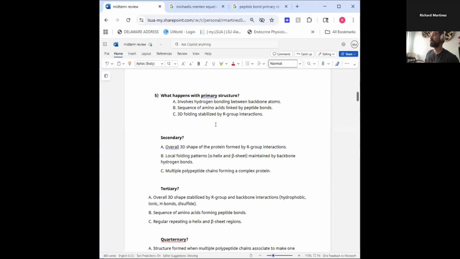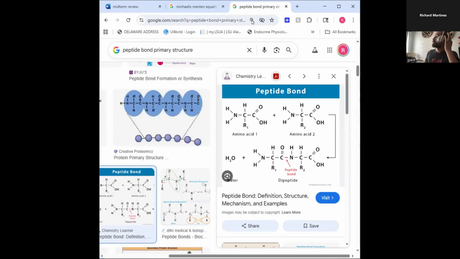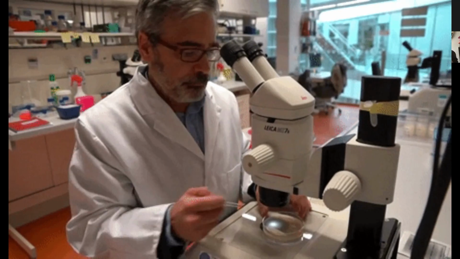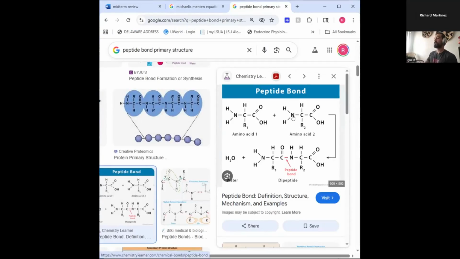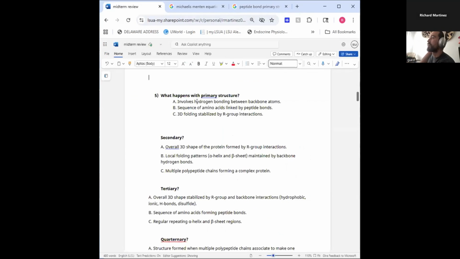Okay, boom. So now we have that in mind. Is that going to involve a hydrogen bond? Mm, well, no. There's a carbon that's bonding to a nitrogen. Is that a hydrogen bond? No. Well, we're also plucking off water, so that's not it. And also it says between backbones. No, that's not right.